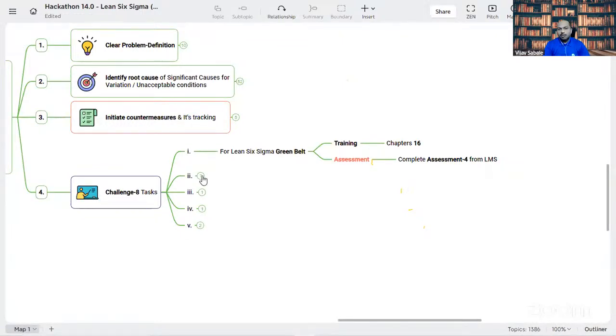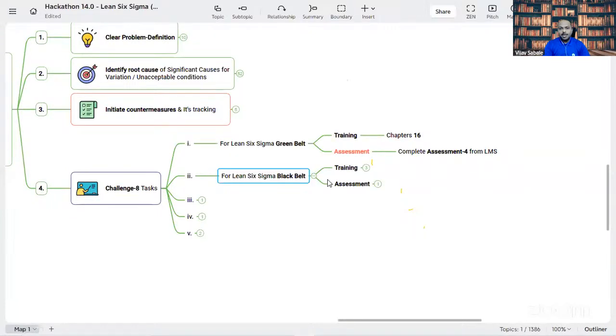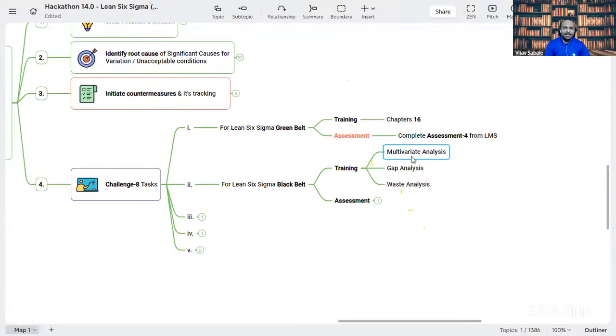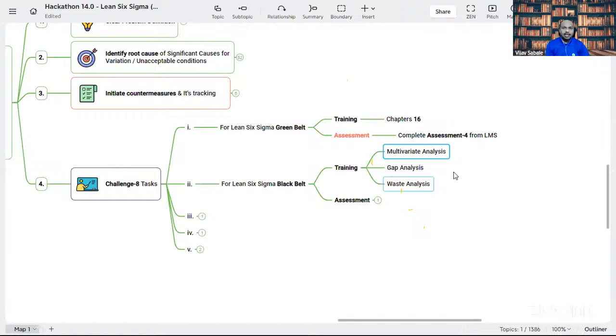Okay. For the black belt, for the training perspective, as I already said last week, we talk about the multivariate analysis as well. So complete the training for it if you have not completed. Gap analysis and waste analysis, these are the other 2 tools that we need to learn, right? As a part of the black belt. I will also show you the slides for it and how to learn it in some time once we complete this first segment.